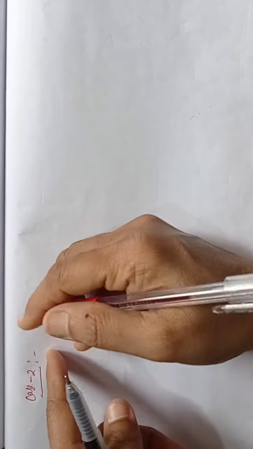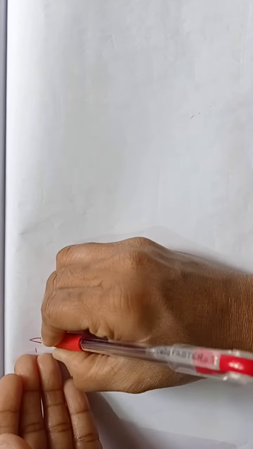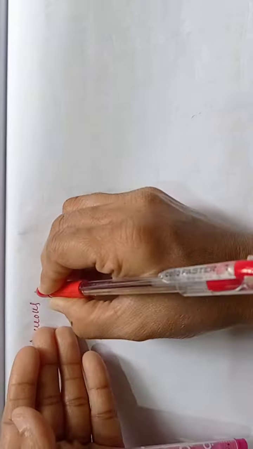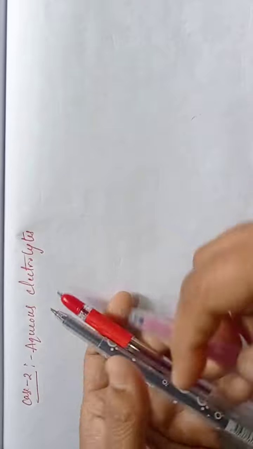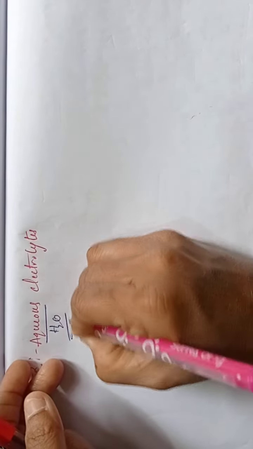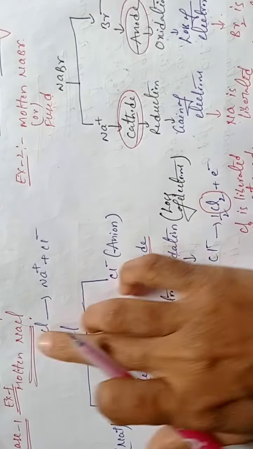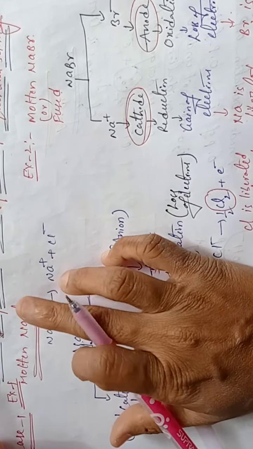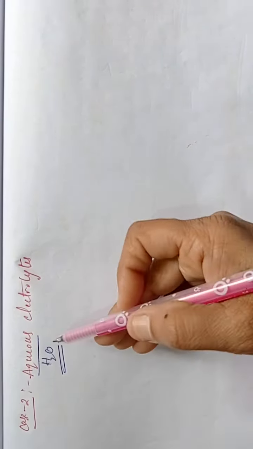See here, case 2. What is case 2, students? Aqueous electrolytes. In the case of aqueous electrolyte, aqueous is nothing but water. In the molten state, only sodium chloride, only cations and anions, are there. But in the aqueous state, H plus ions and OH minus ions will also be there, students. That is aqueous electrolytes.